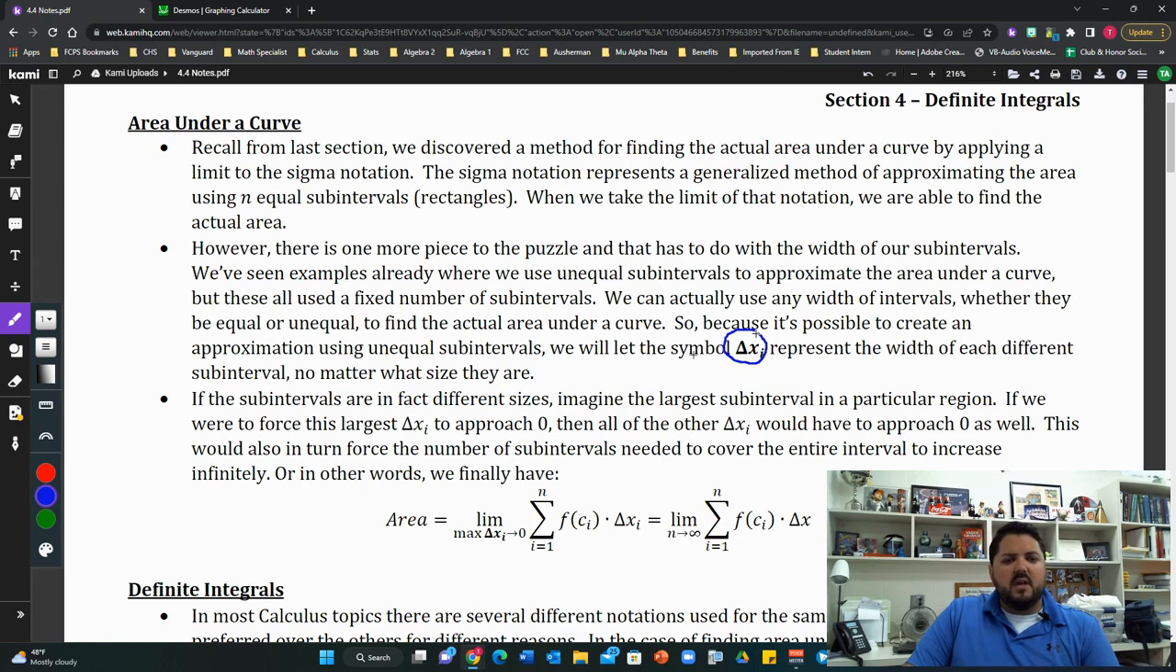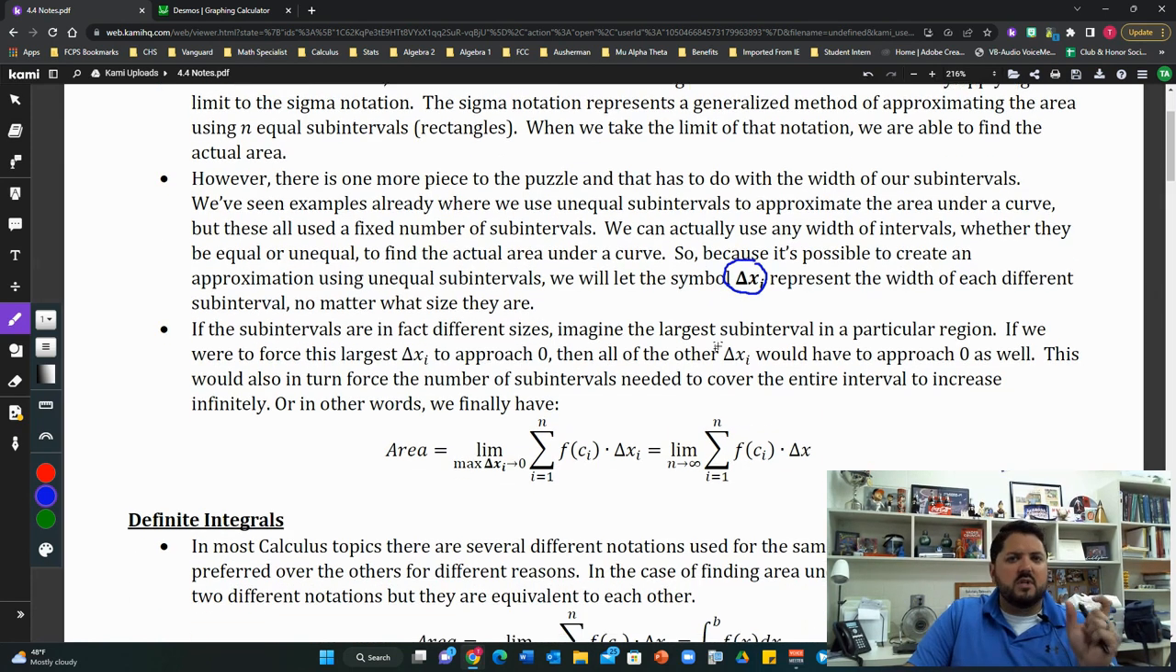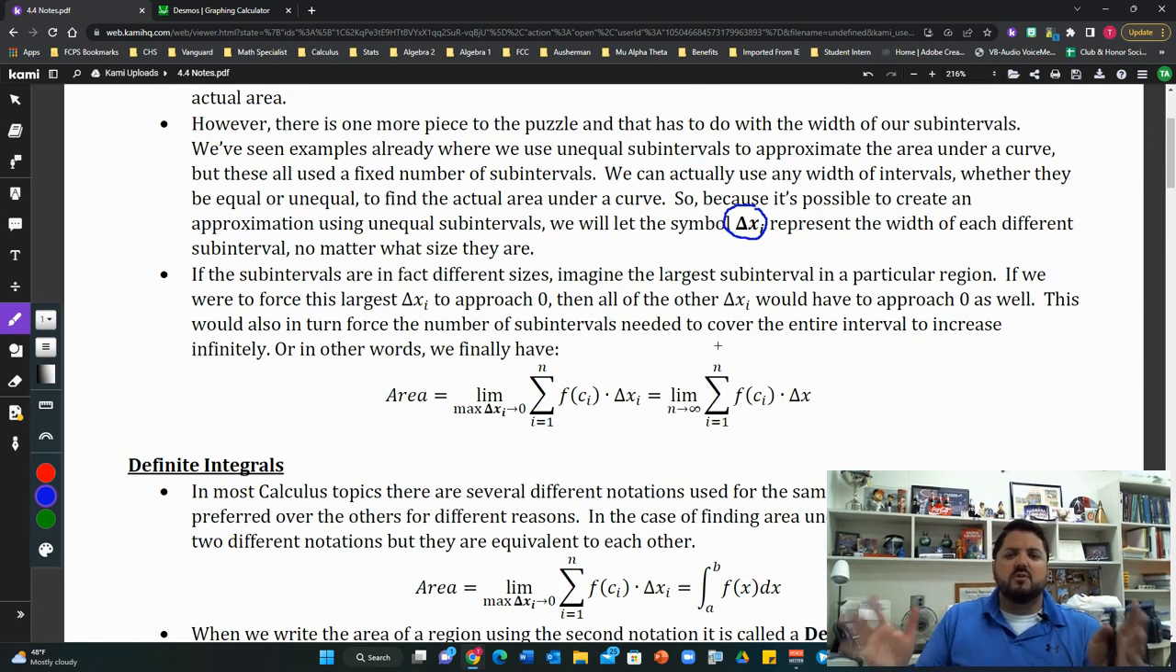Now, however, if the subintervals are in fact different sizes, then we have to approach this in a slightly different way. I want you to imagine the largest subinterval possible in any particular region. If I take that largest one and force it to approach 0, then all the ones that automatically have to be smaller than that also have to get shrunk down to 0.